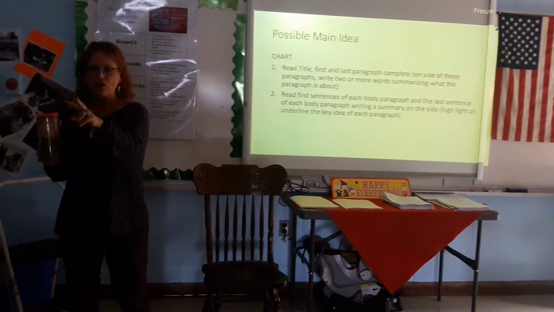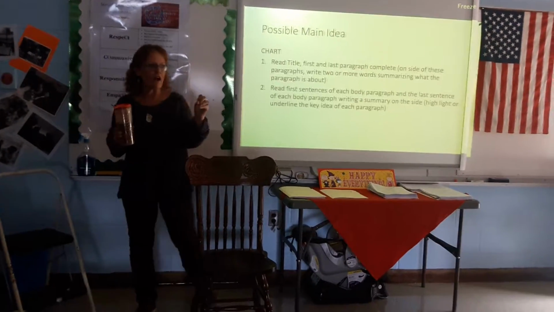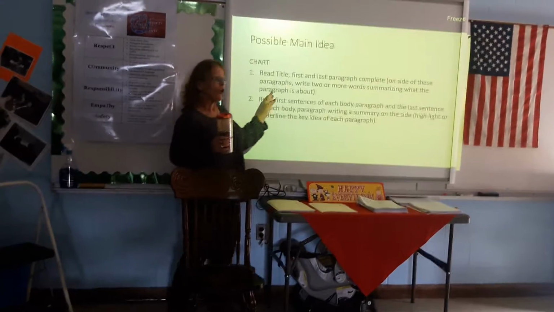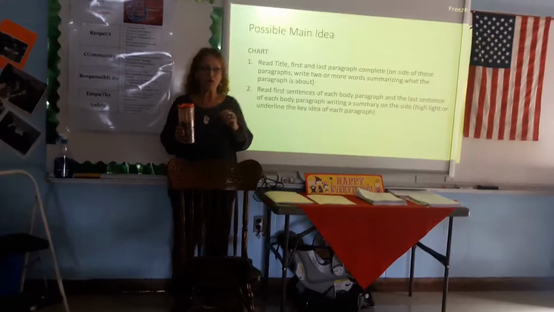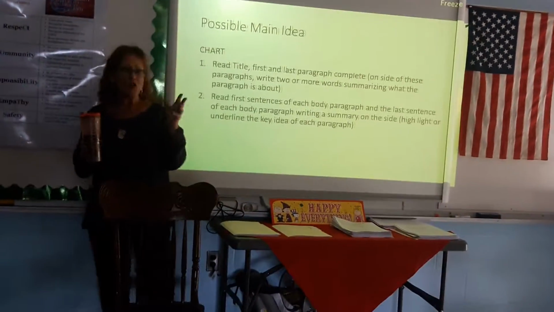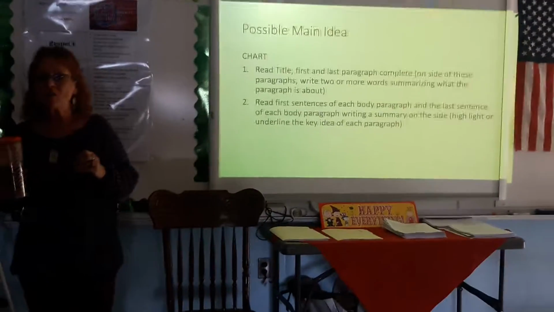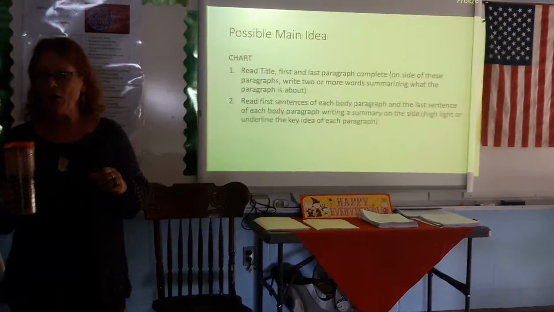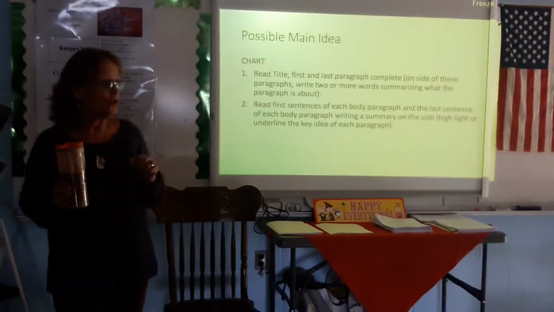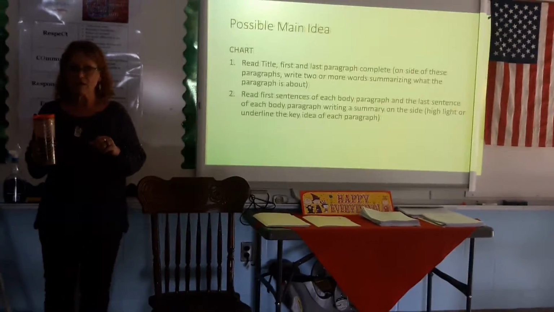Then I want you to turn to the last page of that article. Remember there's 2 articles in our book. I want you to read that last paragraph and do the same thing. Read the whole last paragraph, circle your nouns, and then write a 2 or more word or short sentence summary of what that last paragraph is about. Since we're only going to do those 2, I'm going to give you exactly 7 minutes. You can start.